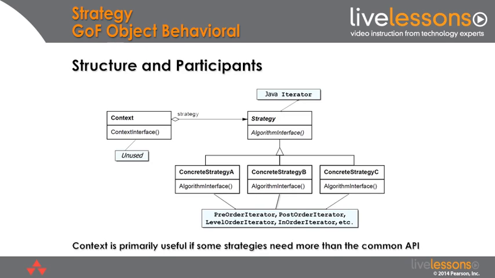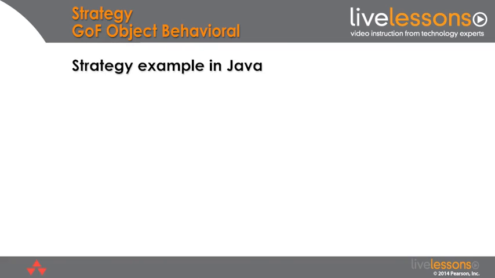And then finally, there's something else that's part of the pattern that's called the context. We don't actually use that in our particular expression tree case study, but this is useful if some strategies need to have more information that can be conveyed by the common API. We'll talk about that when we get to the implementation portion. So let's take a look and see how we might apply the strategy pattern for our Java case study.